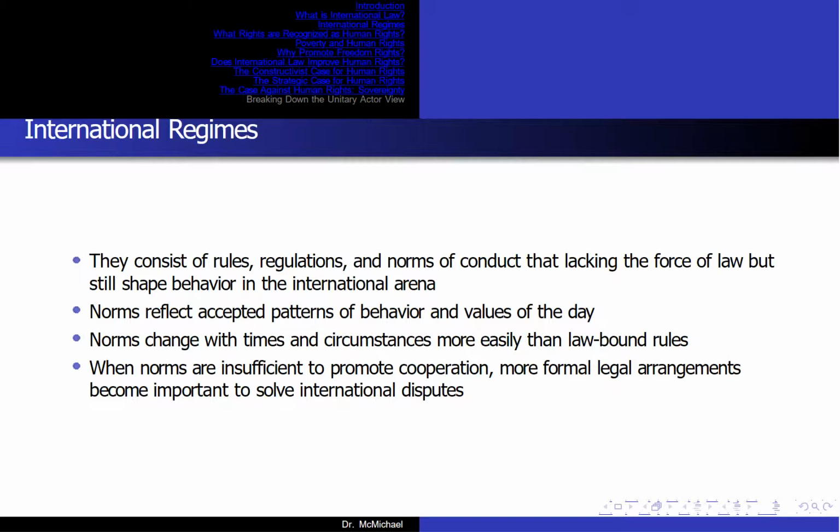Norms change with times and circumstances more easily than law-bound rules. For example, the ransoming of prisoners of war and the use of torture. When norms are insufficient to promote cooperation, more formal legal arrangements become important to solve international disputes.